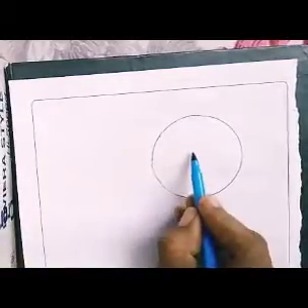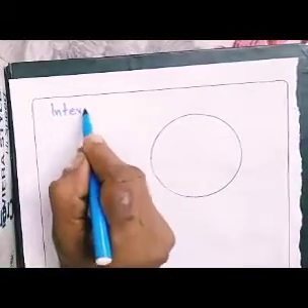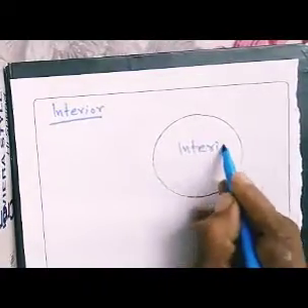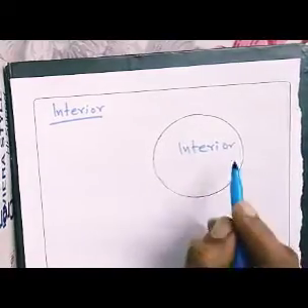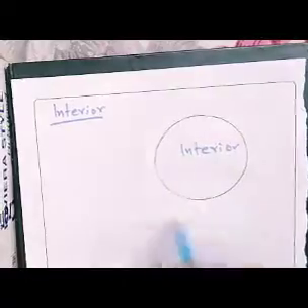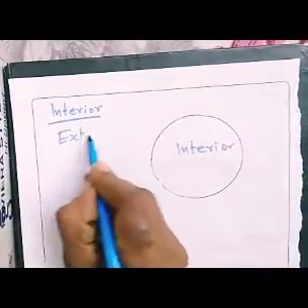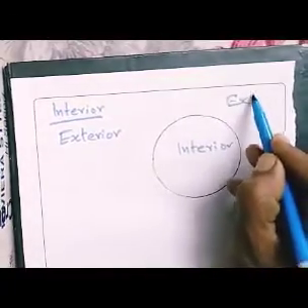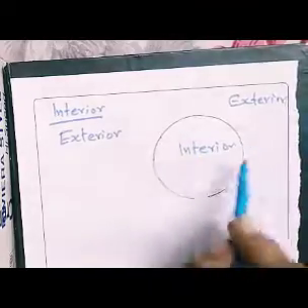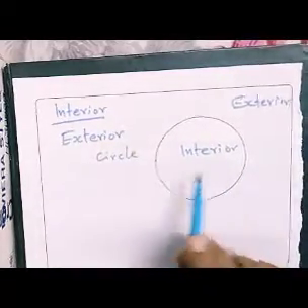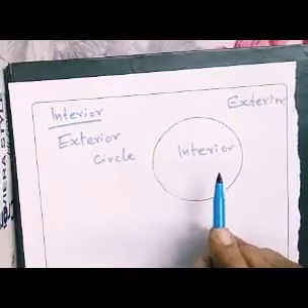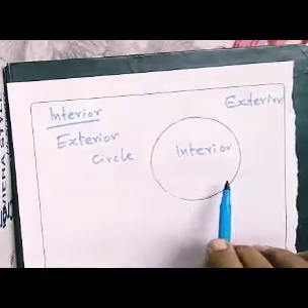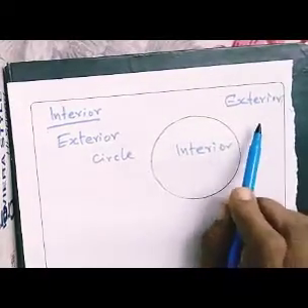So next, a circle is given. Here you can see that inside the circle, that portion is called the interior of a circle. Interior of a circle means inside the circle. Next is outside the circle. The portion which is outside the circle is called the exterior. Now the third is the boundary itself. The boundary, that is the circle, divides the plane into three parts: exterior, interior and the circle, that is the boundary.